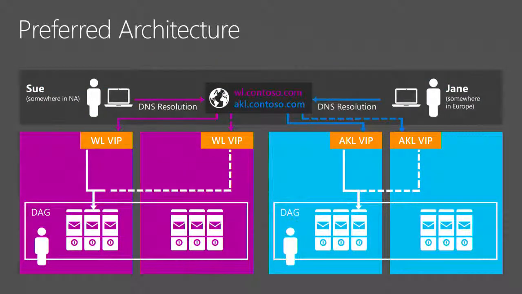OK, so to wrap it up, this is what the preferred architecture would look like if you had regional namespaces. And even within the regional namespaces, like Wellington and Auckland, we would still be using round-robin load balancing between the two of them. So you still have the ability to do the regional namespaces and get some load balancing. But again, our preferred configuration is really just the one single namespace, and then have the load balancing occur across all data centers and let Exchange just send the traffic where it needs to go.